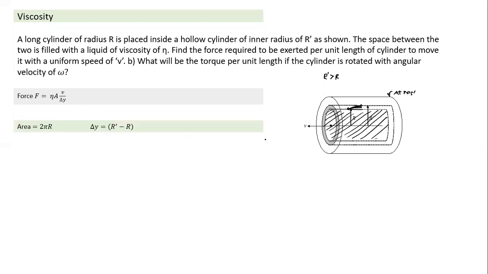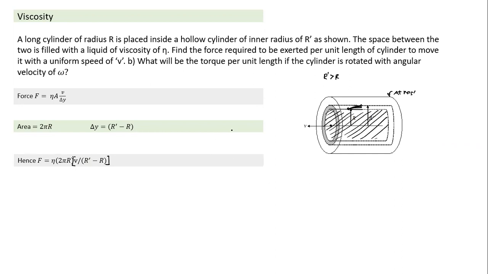Of course, over what area is this force acting? The surface area which is in motion. The surface is not flat, it is curved, but I can take the total area, which is perimeter into length. Length is 1 meter, so the total area in contact with the moving liquid is 2 pi r. Delta y is r dash minus r, and the velocity is v. Substituting, we easily get our answer. Hence force required is eta into surface area per unit length into velocity gradient, where velocity gradient is v divided by r dash minus r. This is one way, when it is moved along the length direction.